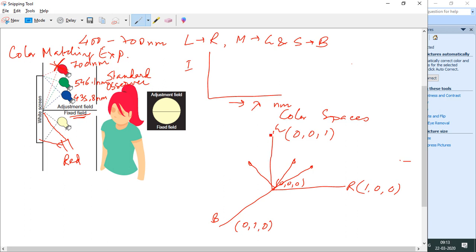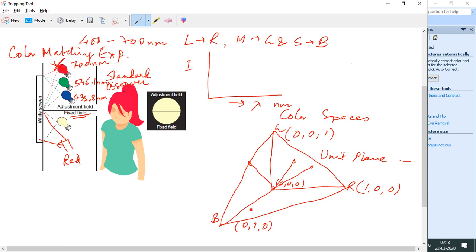Now do one thing. Draw or join the points of these vertices. So what do you get by joining the points? You get a plane, an equilateral triangle. It is in 3D space, but this is a plane. This plane that we obtain by joining the three vertices of this color space is known as the unit plane. Why? The maximum values that are obtained here are 1, 1, 1, that is the unit plane.